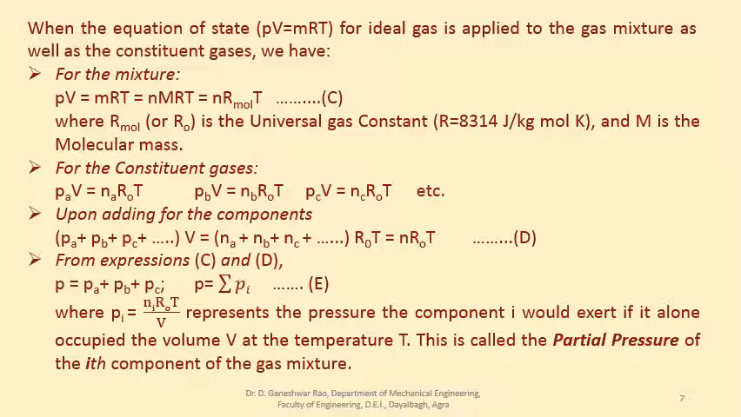You are all aware that the general gas equation, or equation of state for an ideal gas, is represented by PV equal to mRT. This can be applied to the gas mixture and also to the constituent gases. For example, for the mixture you can write PV equal to mRT, where P is the pressure of the mixture of gases filled in a container of volume V at temperature T. Then what are m and R? m is the mass of the mixture and R is the characteristic gas constant of that mixture.